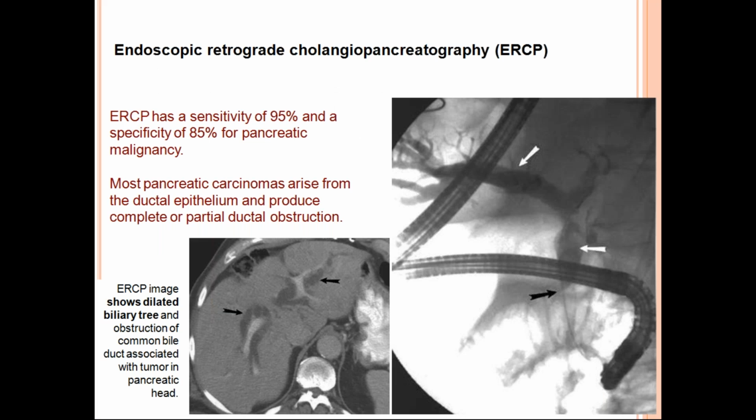This is the ERCP. ERCP has 95% sensitivity and 85% specificity. Most pancreatic carcinomas arise from the ductal epithelium and produce complete or partial ductal obstruction. Okay, so stenting can be done at the same time. So you can see here the dilated radicals. Okay, so you can see here dilated. So in these cases, either a stenting can be done or a pancreatic duct sphincteroplasty, or sphincterotomy can be done.